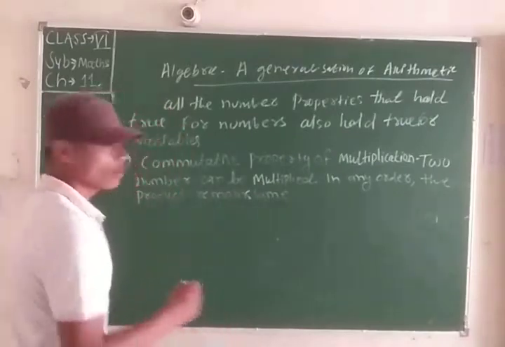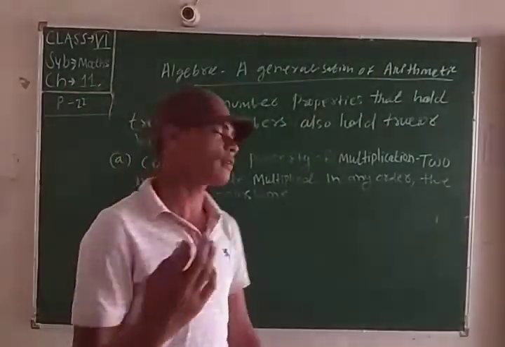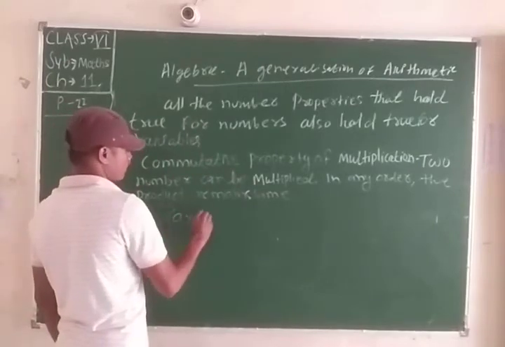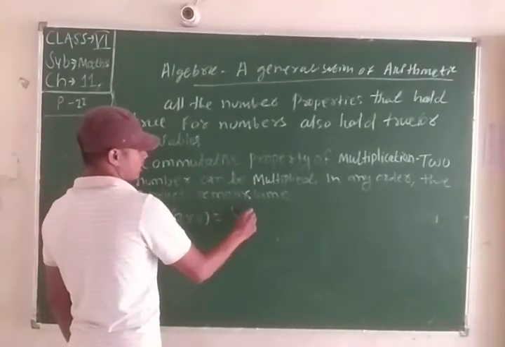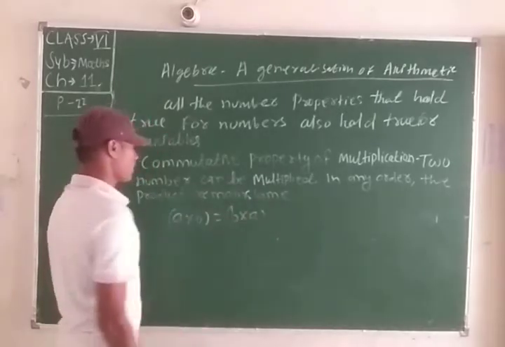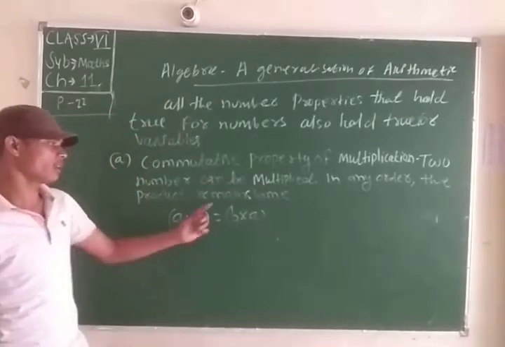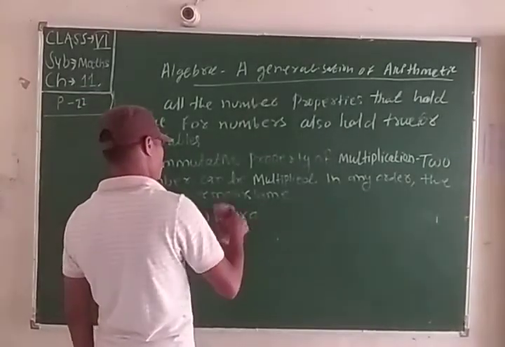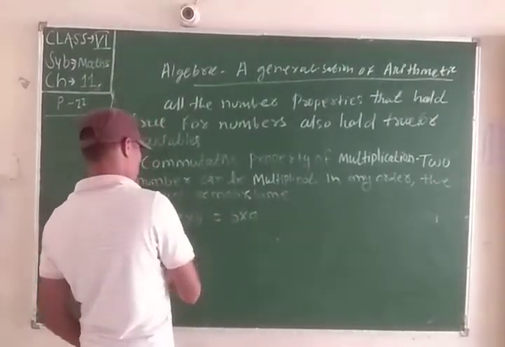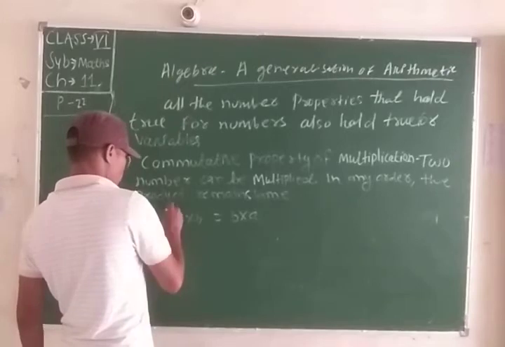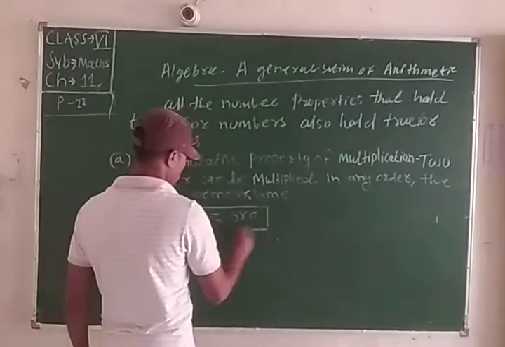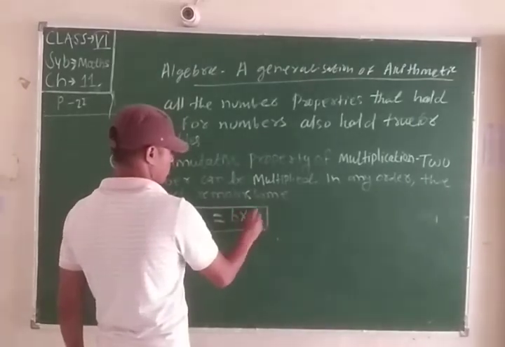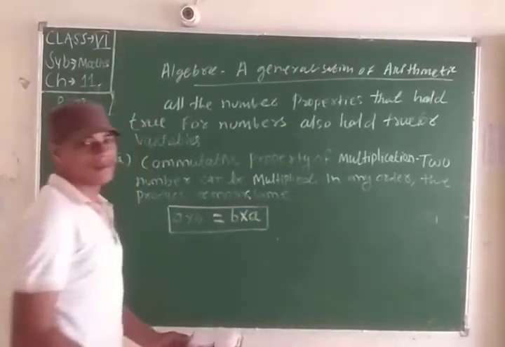The rule is: A into B equal to B into A. You can write, yes, A into B equal to B into A. There is no need to put the brackets. Okay, now we take the numericals.